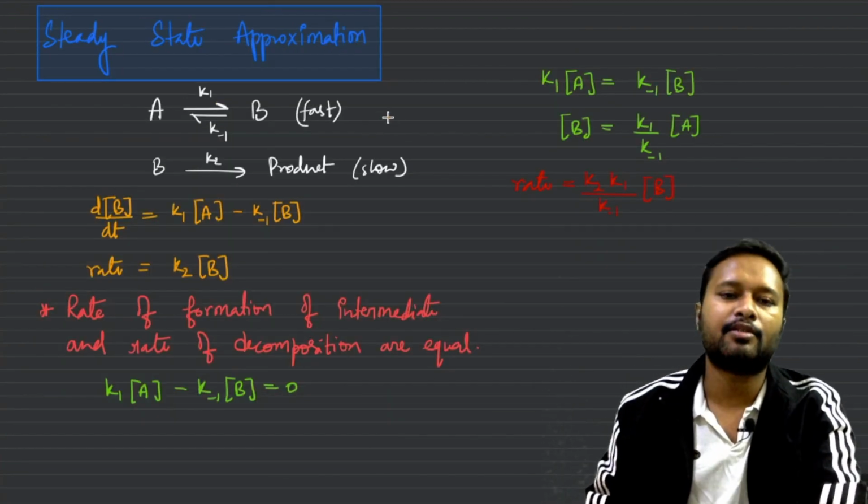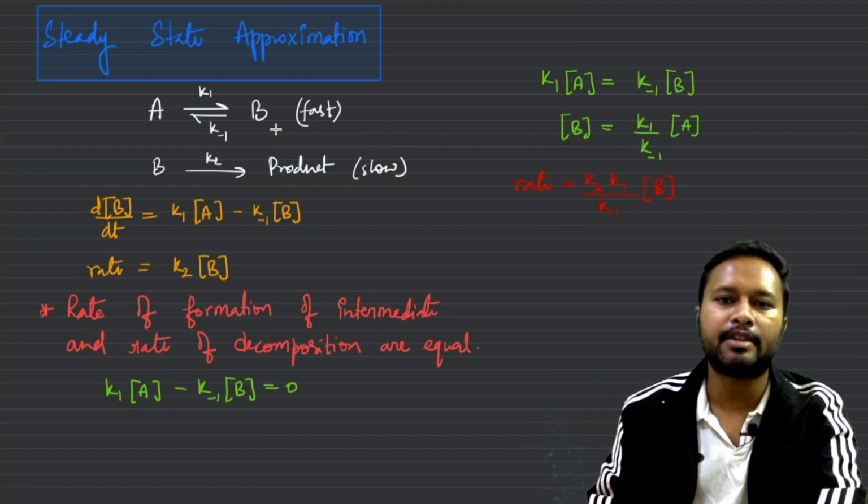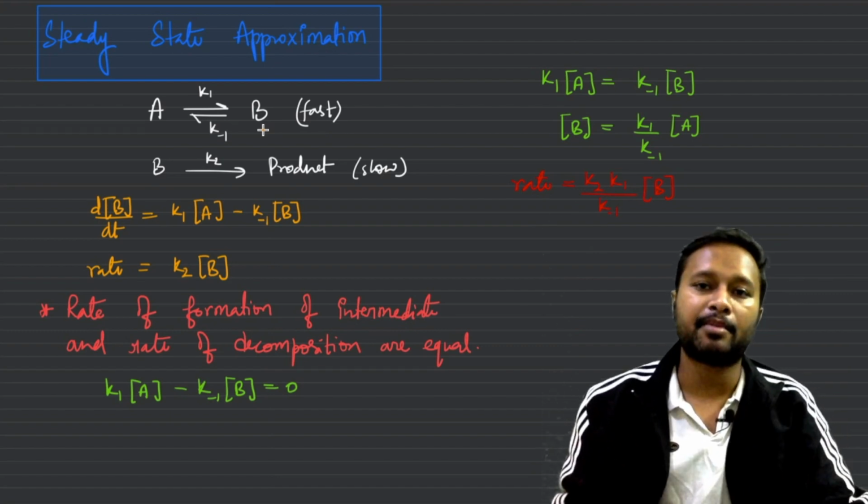Okay, the next topic is the steady state approximation. In the steady state approximation, generally there are certain species in a particular reaction, especially those reactions which happen in steps.